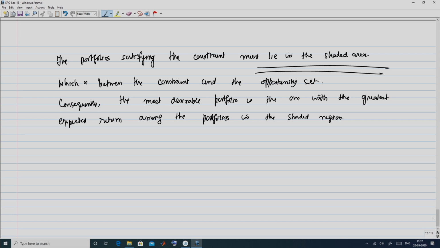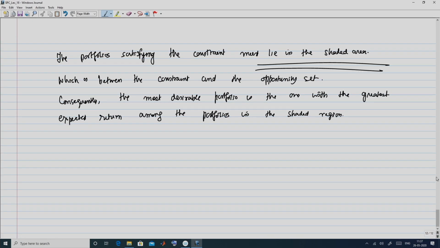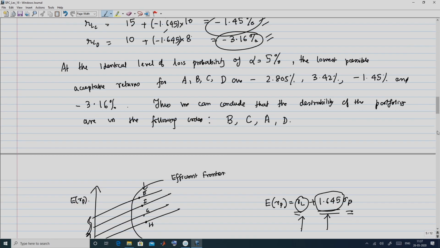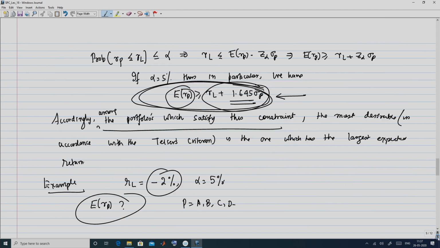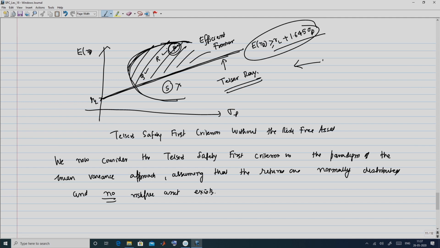So, this means that the portfolios in the shaded region are the ones which satisfy the Telser's constraint, and once you have the collection of all the portfolios that satisfy it, you then have to look at the objective of the Telser's criteria, which is maximization of the expected return. So, amongst those lying in the shaded region, the most desirable portfolio is the one which has the highest expected return. If you go back to the figure, this is going to be the portfolio P which lies at the top.